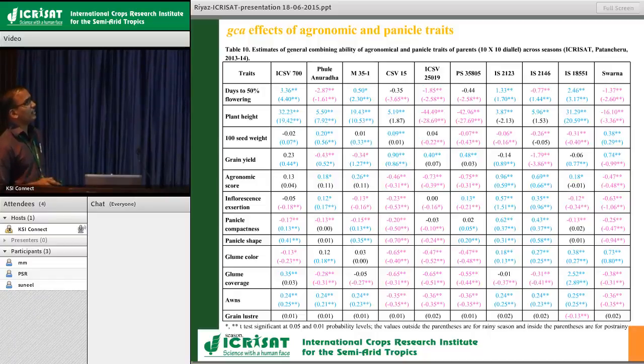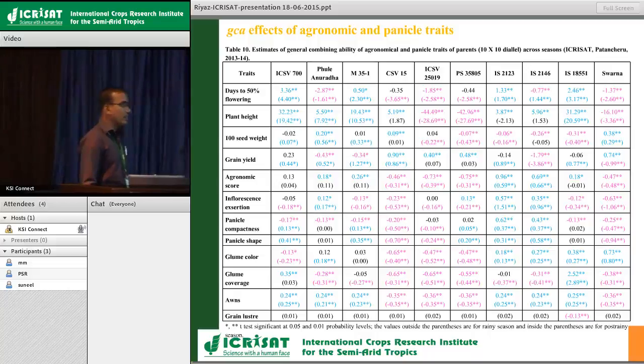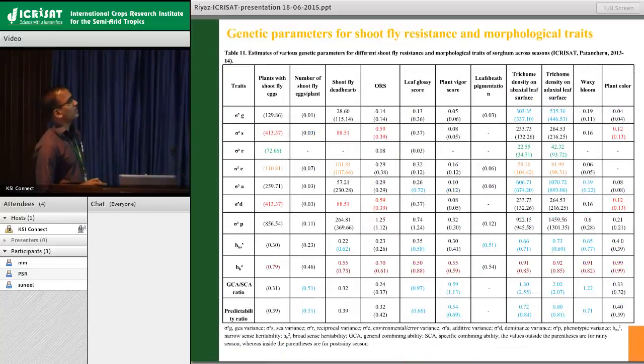For 100 seed weight, these are the genotypes with significant positive GCA effects. These increase the 100 seed weight, as well as the grain yield. Hence, these genotypes can be effectively utilized in increasing the yield traits in sorghum genotypes. The other panicle traits which have positive or negative significant GCA effects can be effectively used for either increasing or decreasing the expression of the traits.